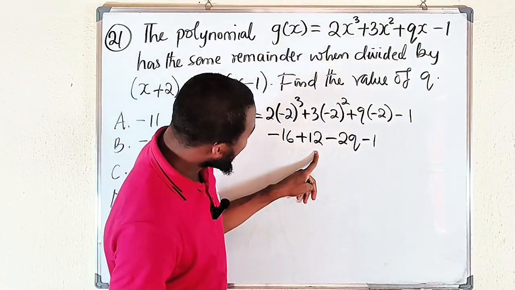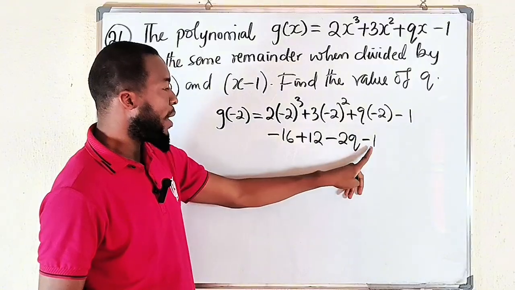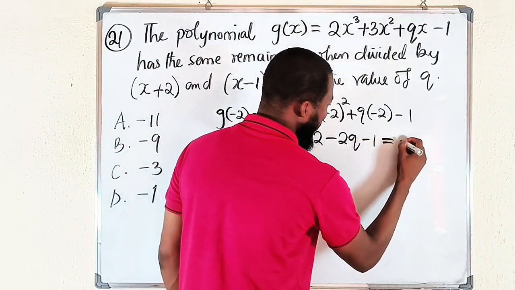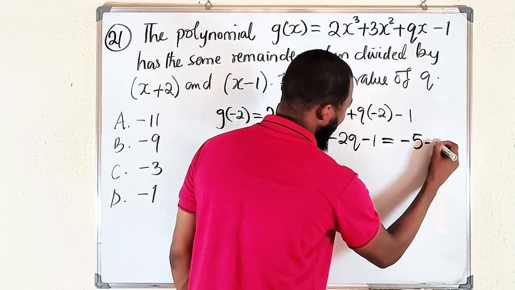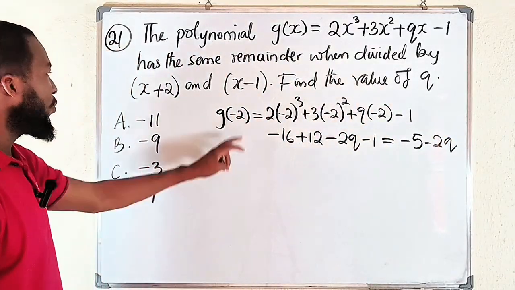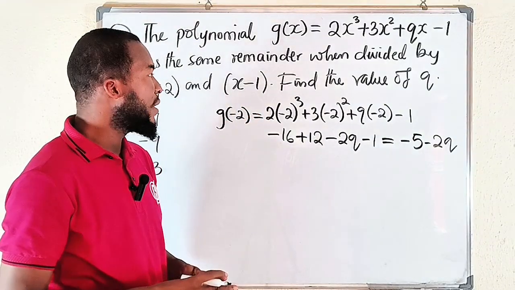This and this will give us what? -4, right? And -4 minus 1 will be -5. So this together will give us -5 minus 2q. And this is said to be the remainder. We're going to do the same thing for this one. If you set this equal to 0, x will be +1.